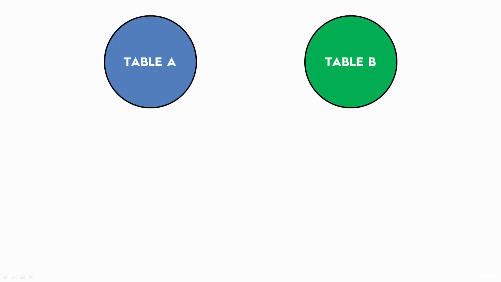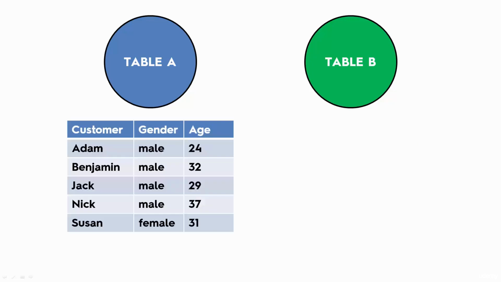To start off with, let's assume that we have two tables, table A and table B. And in our example, table A will have the following rows. It's got three columns: customer, gender, and age. And it's basically a table that is describing our customers. So we've got 5 customers: Adam, Benjamin, Jack, Nick, and Susan. We've got their genders listed and their ages.